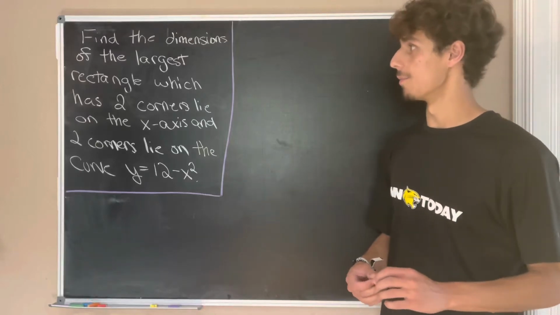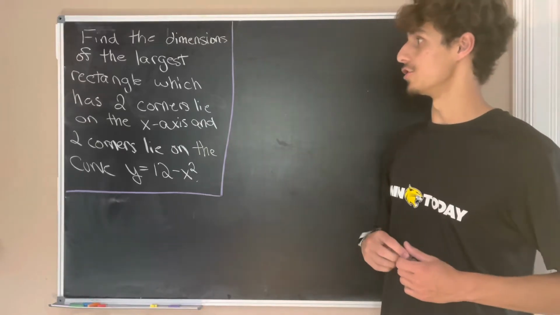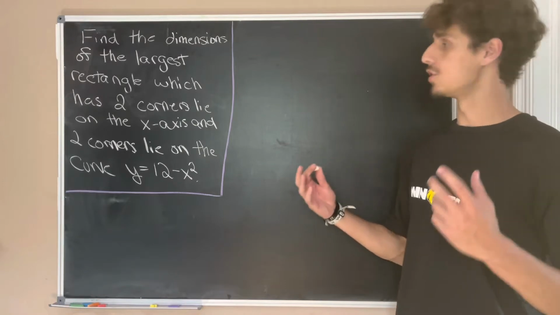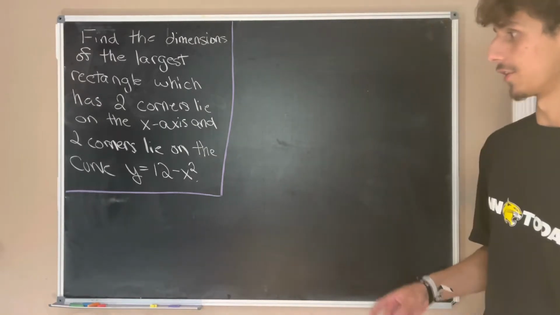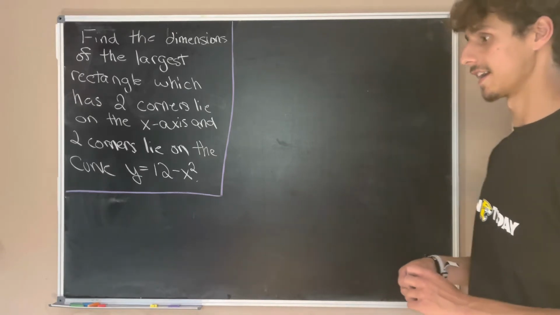Here I have a nice Calculus 1 problem for the channel, and it asks us to find the dimensions of the largest rectangle which has two corners or vertices that lie on the x-axis and two corners or vertices that lie on the curve y equals 12 minus x squared.